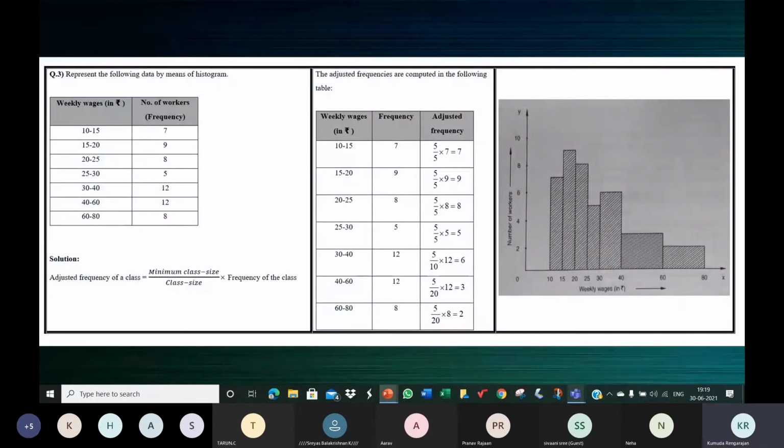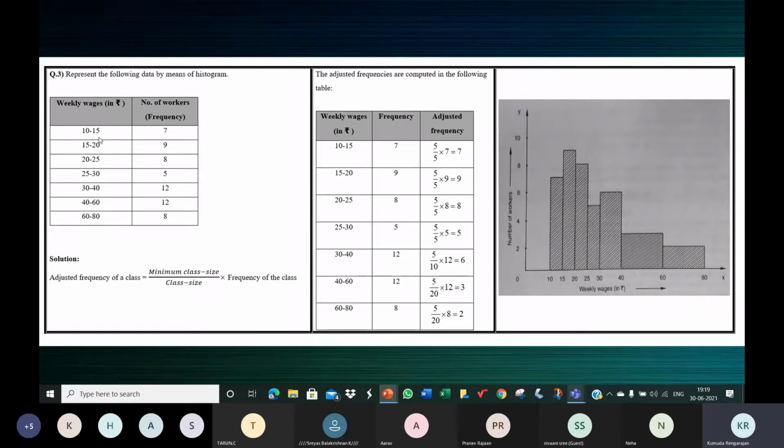Now here is a reference question and answer. The question you have with you, question number 4, is similar to question number 3. Find this adjusted frequency column. Minimum class sizes, as we discussed. Neha, 10 to 15 is a class interval.